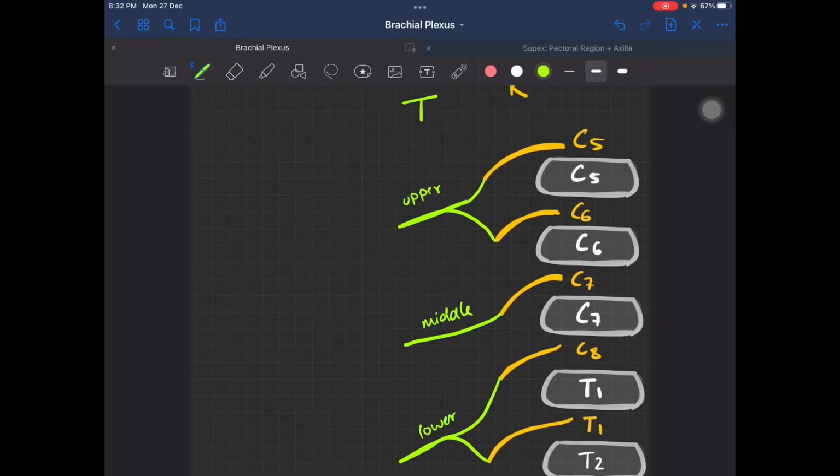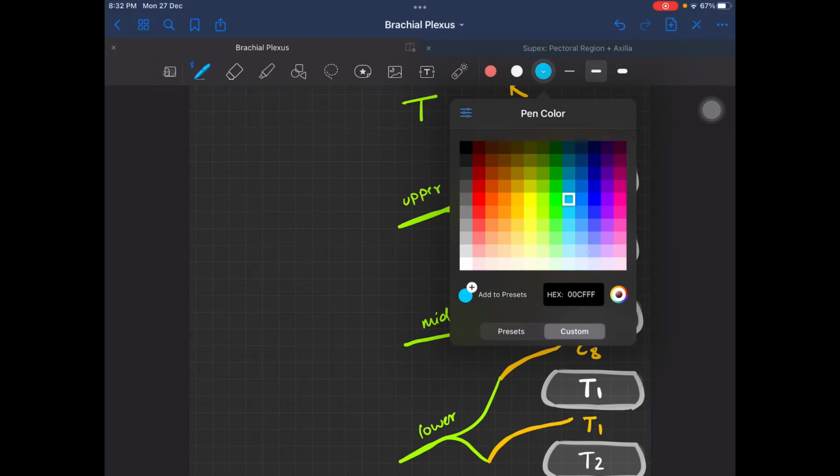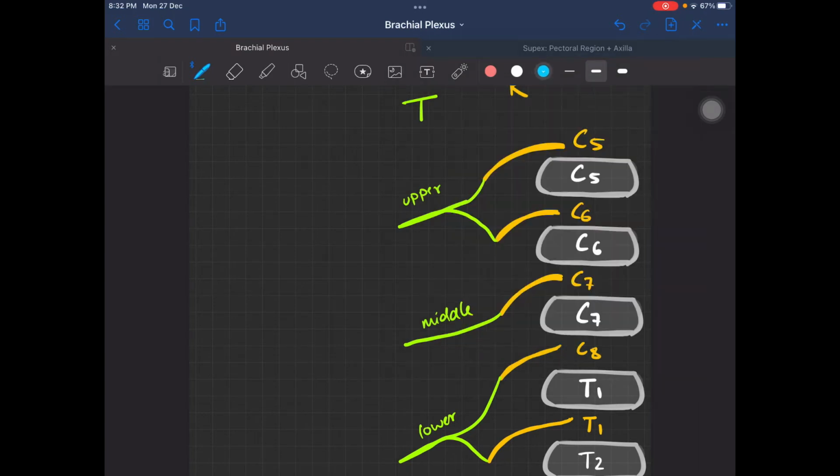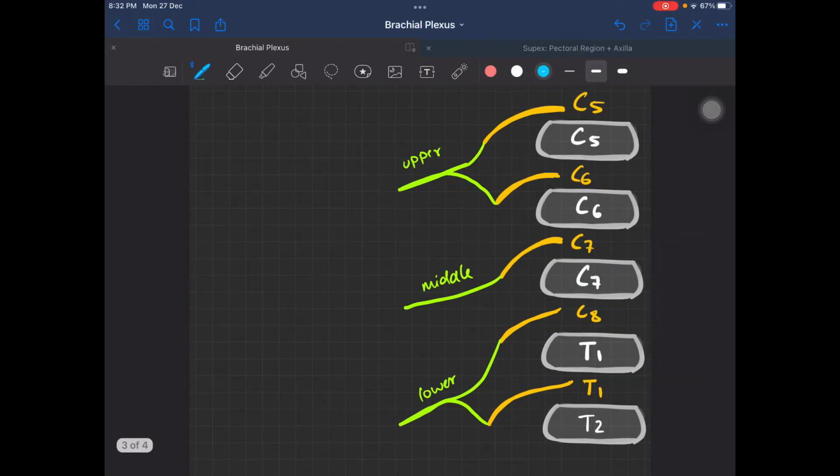Now each trunk gives out a ventral and a dorsal division, or we can say anterior and posterior division. I'll be saying ventral and dorsal. So each trunk gives out a ventral and dorsal division. In light blue I'm drawing the ventral divisions, and in white I'm drawing the dorsal divisions.